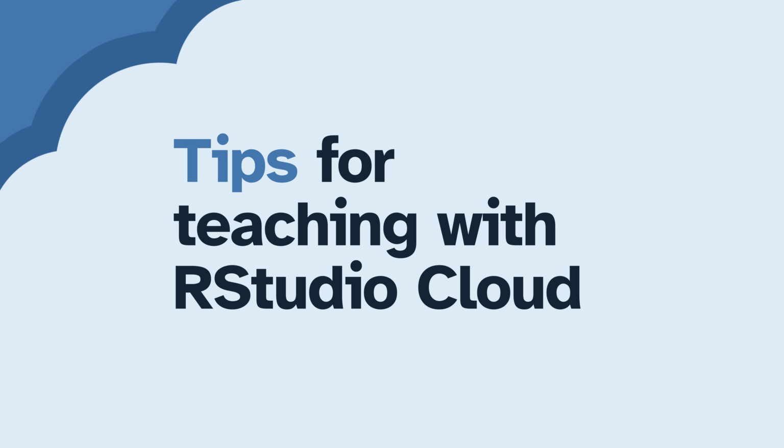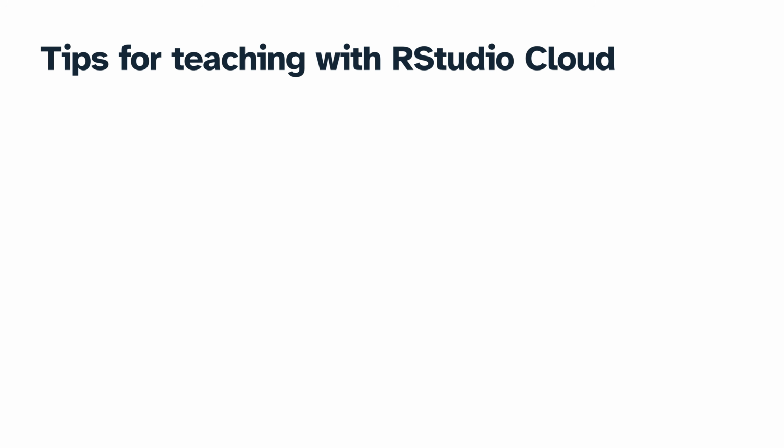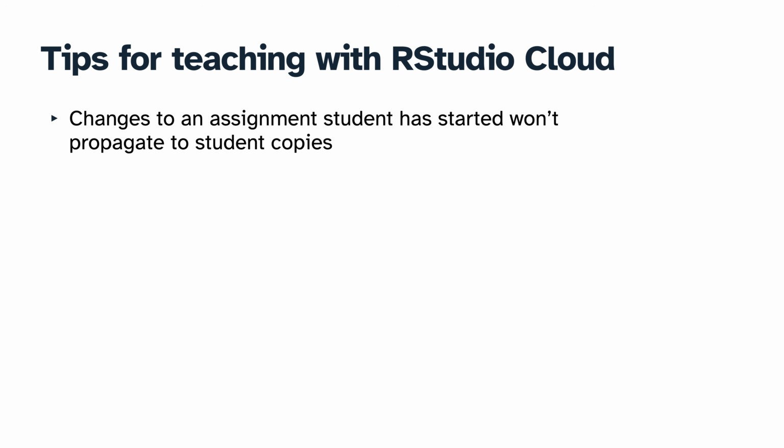Let's wrap things up with a few tips for teaching with RStudio Cloud. The first is that changes to an assignment after a student has started won't propagate to the student copy. So if you've set up an assignment for your students and then realized there was a typo or you forgot to add a data file, you're not going to be able to just change things up and let it propagate. Once the students start their assignment, they're actually making a copy of that assignment at that snapshot in time. So you're going to need to get that information to them in some other way.